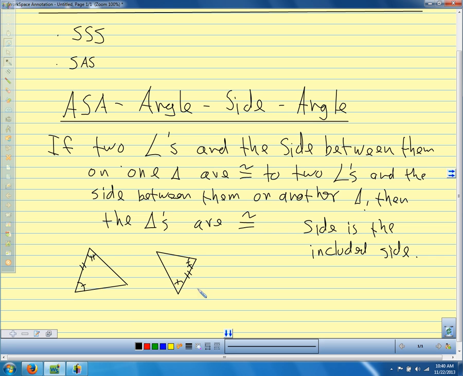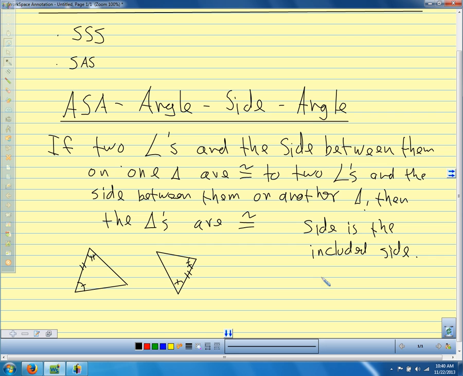So, questions on angle, side, angle? It works a lot like the other ways. We just have to be careful that our side is between the two angles, but that just gives us another way to decide if triangles are congruent, just like side, side, side, and side, angle, side. It's another way to show that triangles are congruent. All right, so let's go to our next box.